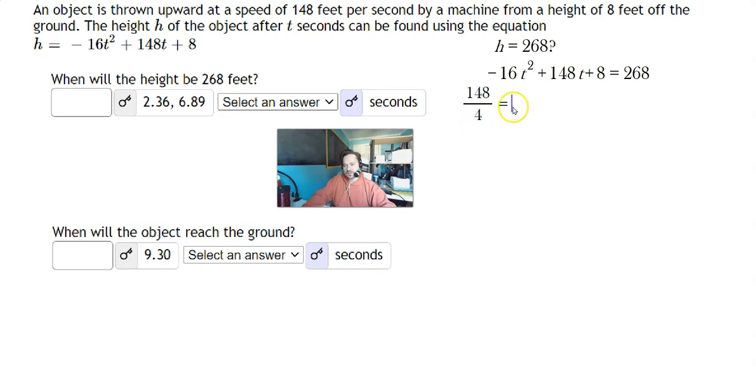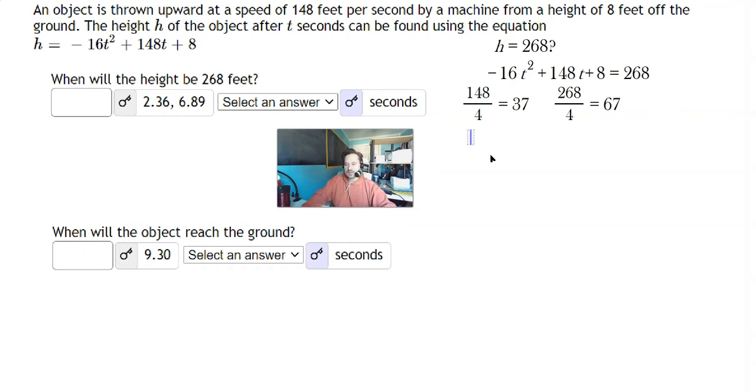So I'm showing you the different ways to think about this. So this is 37. I'm just going to divide everything by 4. Take 268. Is this divisible by 4? Okay, that's 67. That's smaller. That's better. And the 8 and the negative 16 are each already divisible by 4. So divide the whole equation by 4 first. That will make it simpler.